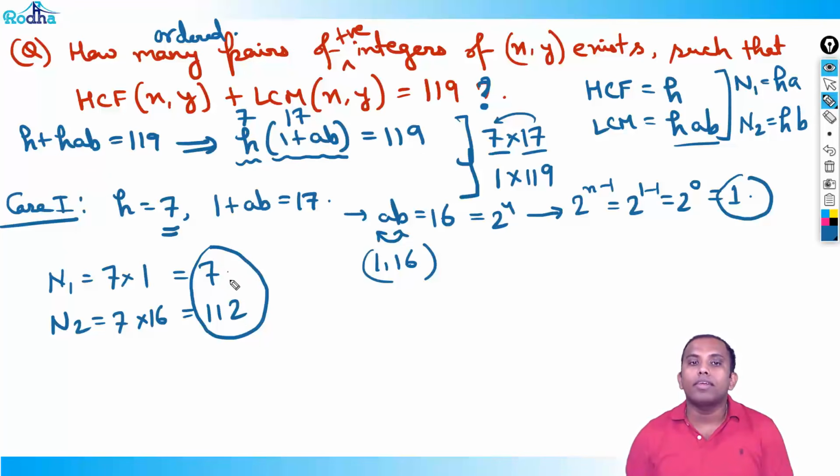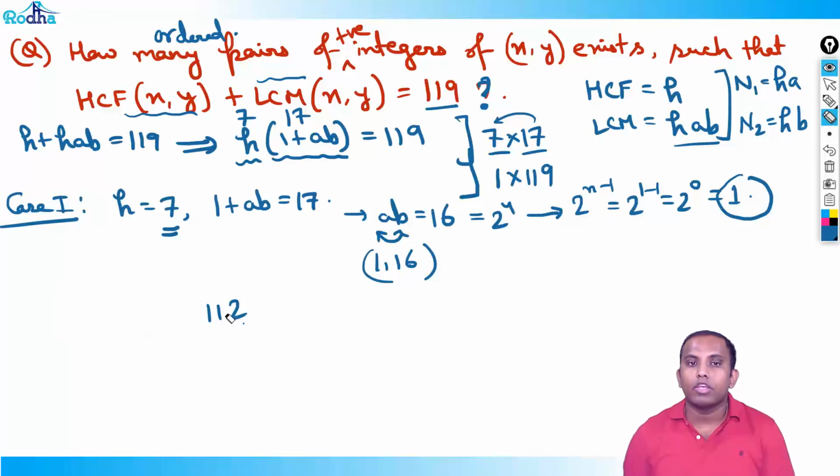So 7 and 112 are one pair of numbers having HCF equal to 7. And what is their LCM? Their LCM is 112, such that 7 plus 112, that is HCF plus LCM, equals what? 119. So this is satisfying. This is what we are searching for. Simple, how many pairs? So here I can say only one pair. I hope you're getting it. Very good concept, please understand.